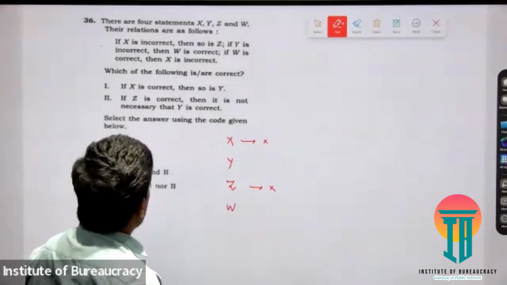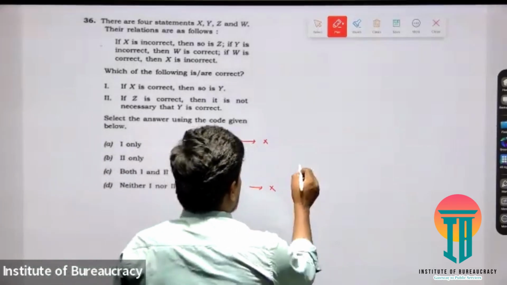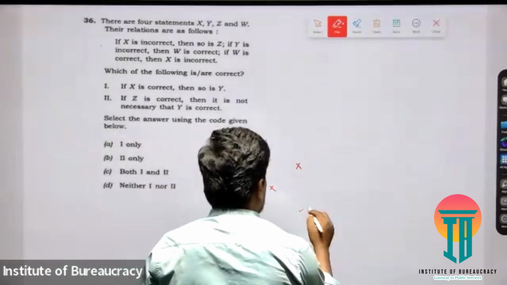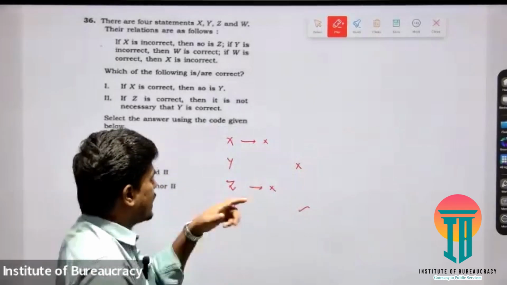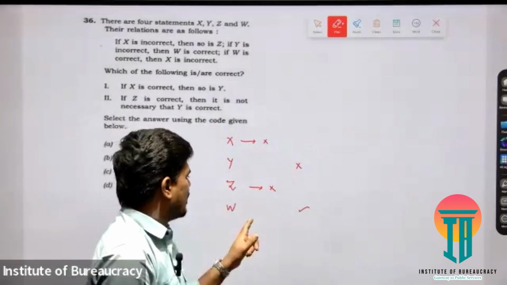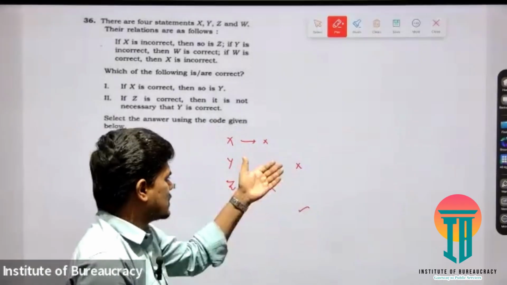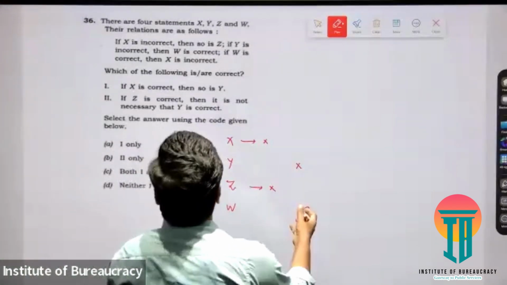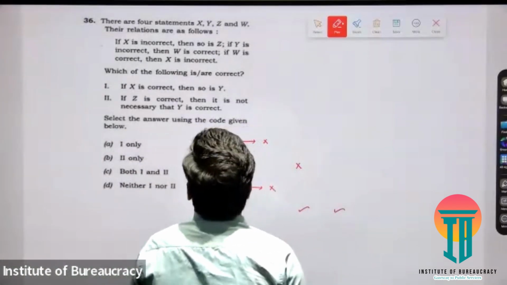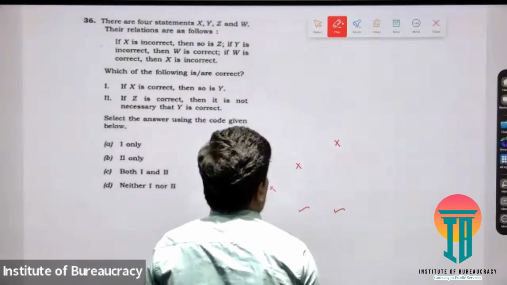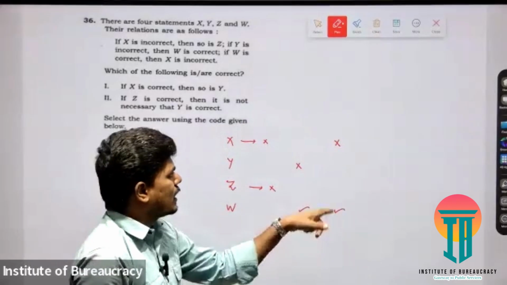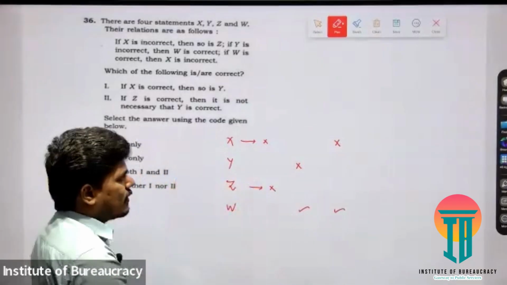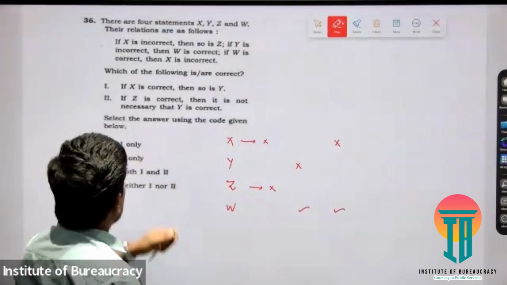If Y is incorrect, then W is correct. They didn't say that if Y is correct, W is incorrect. That we cannot assume. So if this is incorrect, this is correct. That's what they said. If W is correct, then X is incorrect. Again, it doesn't mean that if W is incorrect, X is correct. That converse you cannot take. Whatever they are given as it is, you have to take. That's it. Now let's go to the statement.